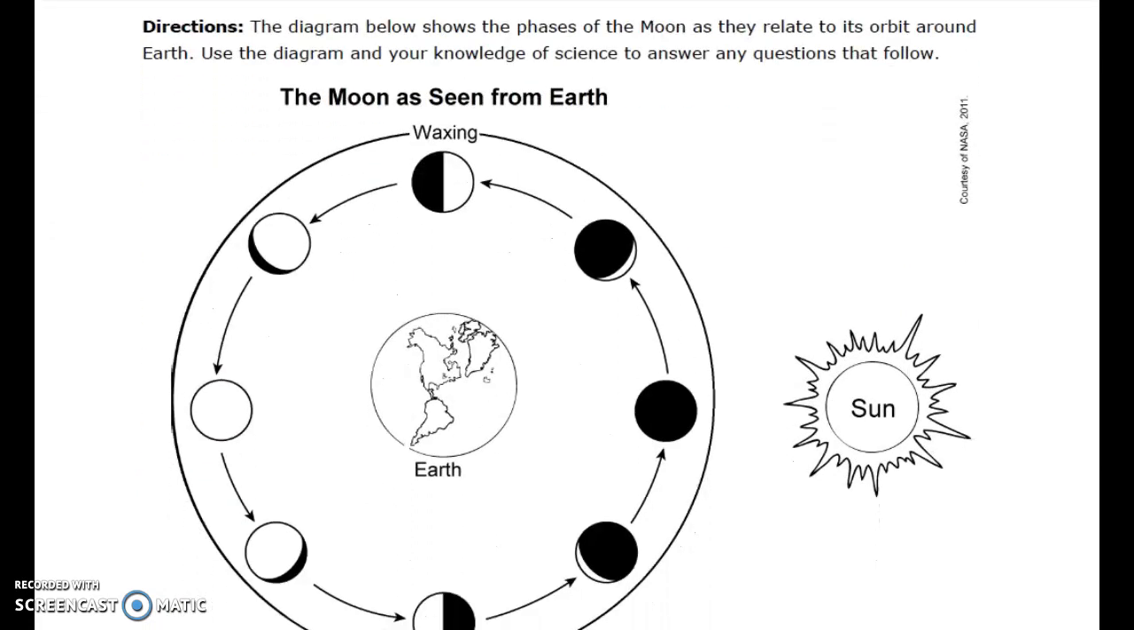The diagram below shows the phases of the Moon as they relate to its orbit around Earth. Use the diagram and your knowledge of science to answer any questions that follow.